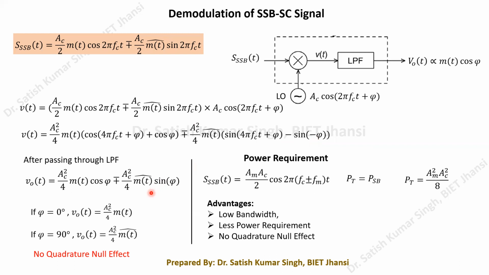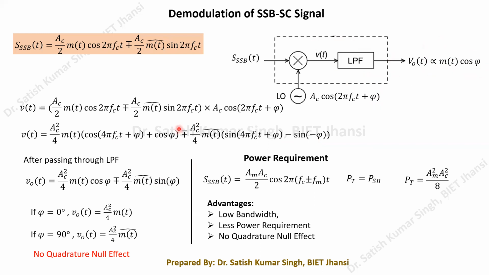Please do not bother about what I have written here in this picture, like V output is directly proportional to m(t) cos φ. I have taken this picture from the previous slide, where I had directly written m(t) cos φ to explain the quadrature null effect. That has to be changed in the case of SSB-SC modulation, so please do not bother about this.